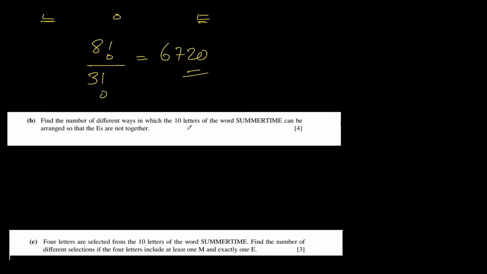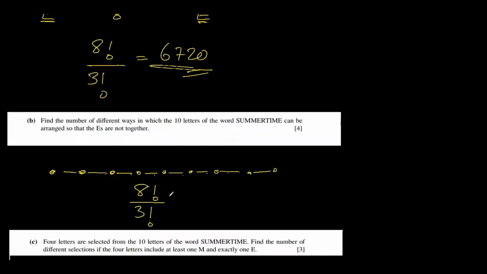Find the number of different ways in which 10 letters of summertime can be arranged so that E's are not together. So since E's are not to be together, we'll look at the rest of the 8. 1, 2, 3, 4, 5, 6, 7, 8, right? And they can be arranged in 8 factorial. And again, M is coming out to be 3 times in those, which is 6720 again, right? But we have to take care that E's are not together, and E's will take up these 9 places. 1, 2, 3, 4, 5, 6, 7, 8, 9.